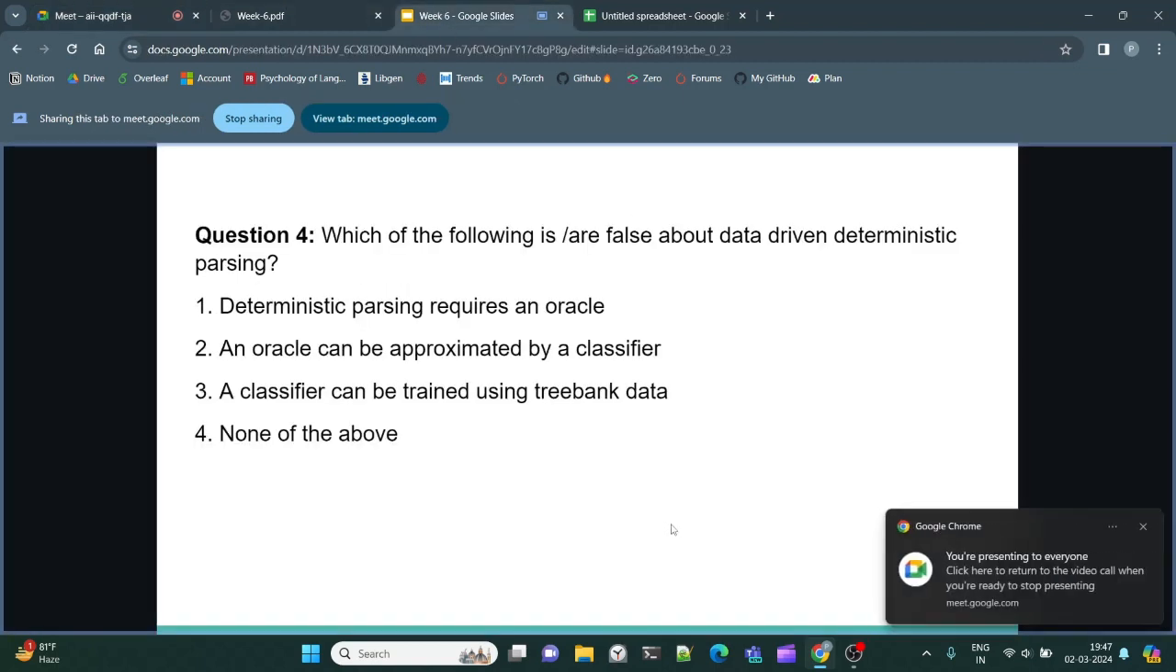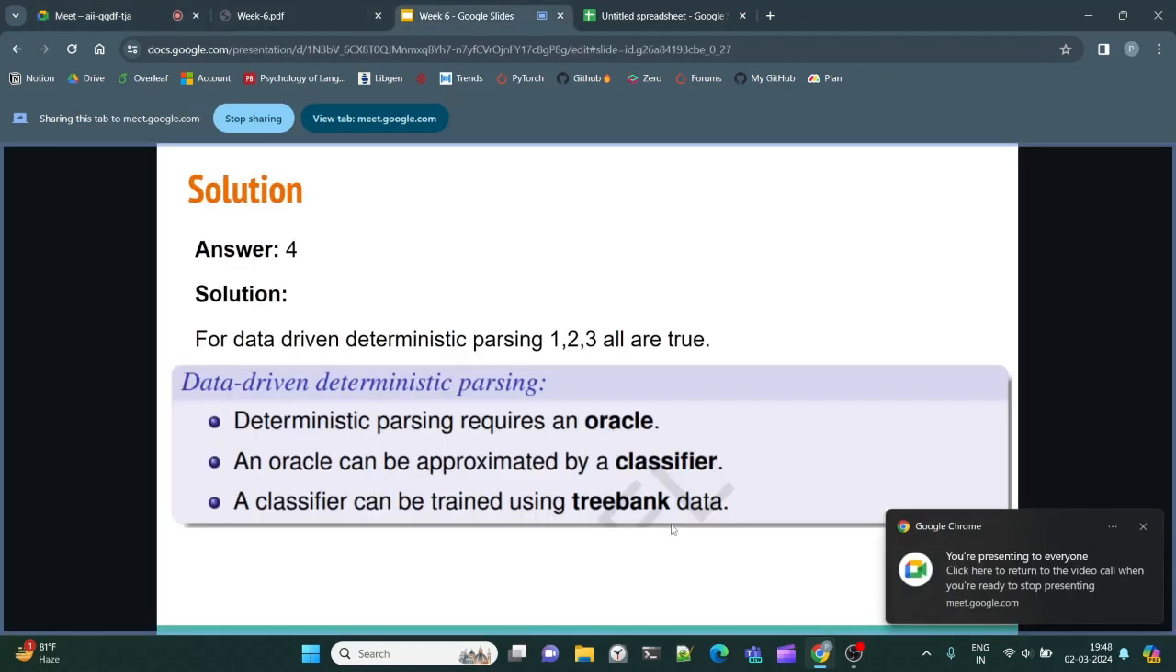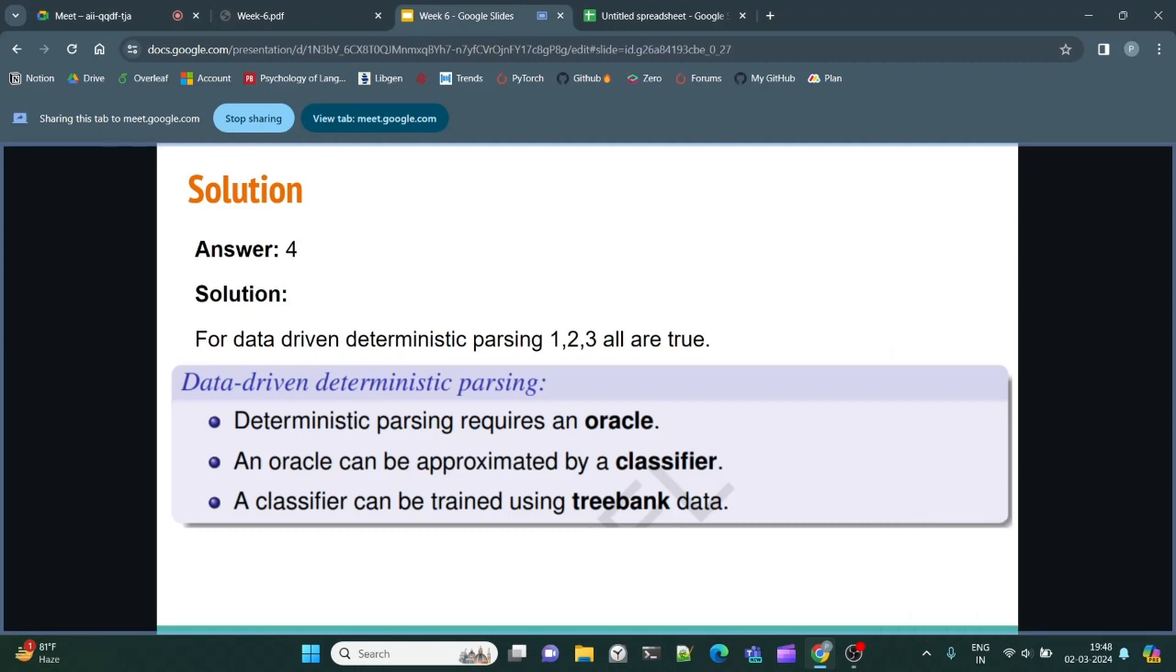Yes, sure. So we were talking about data-driven deterministic parsing. In the lecture videos, there are two things discussed. One was the transition-based dependency parsing, and the other is the MST-based deterministic parsing. Both are data-driven deterministic parsing.